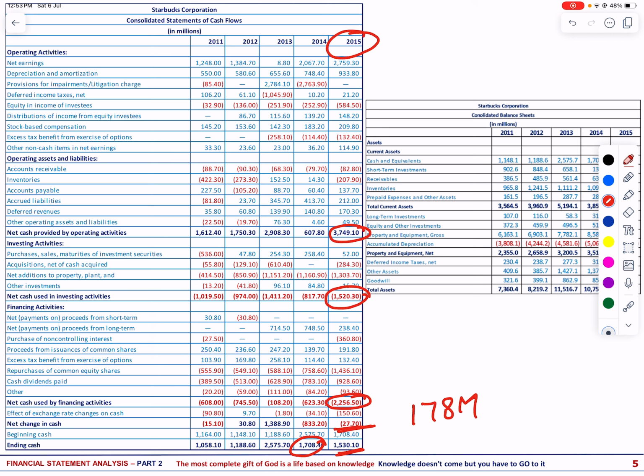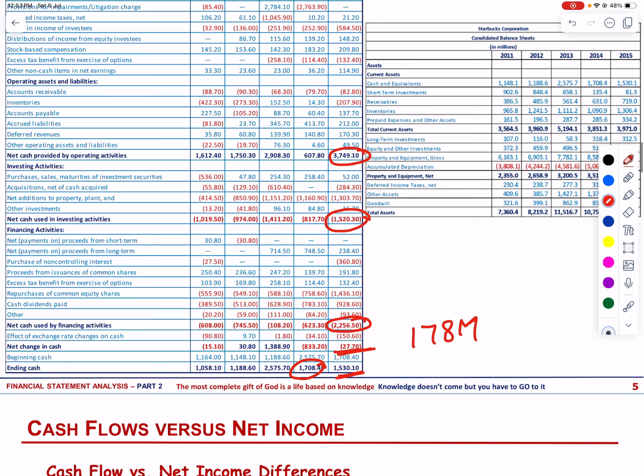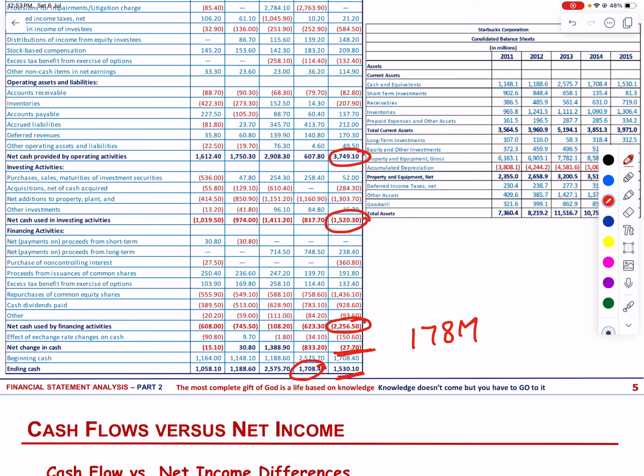Now, the 150 million difference between the net cash increase and the actual cash decrease is due to the negative effect from exchange rate fluctuations, which reduced the US dollar value of Starbucks cash holdings in the year 2015.